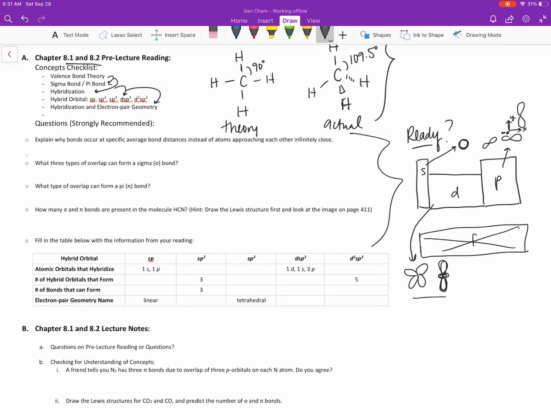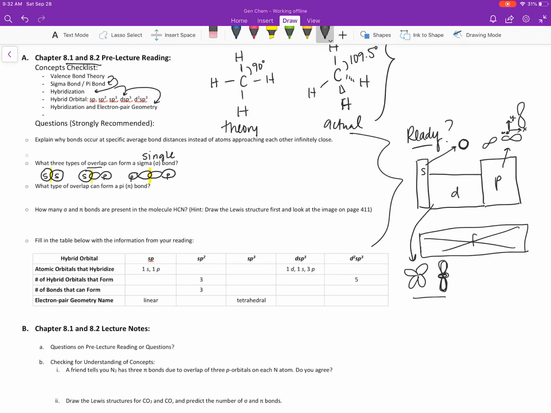So now that I've reminded you about the shapes, we need to think about what types of overlap of those s and p orbitals can form a sigma bond, which we also think of as a single bond sometimes. There are three types. The first is that two s orbitals overlap. The second is that an s orbital and a p orbital that's on its side overlap. The third is that a p orbital that's on its side overlaps with another p orbital. And you can see where the orbitals overlap. That's what we're talking about, the formation.